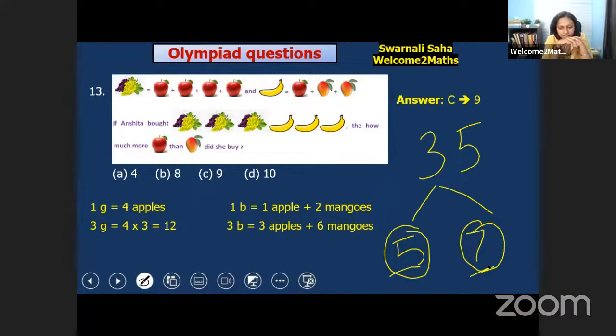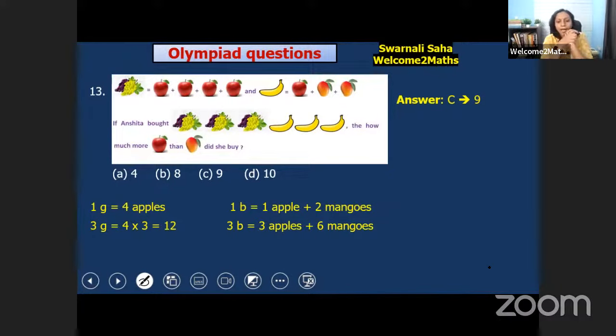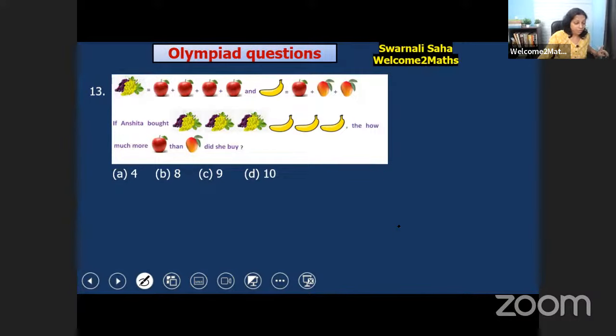Ma'am, I couldn't understand number 13. Okay. So Bhumika Pradhan is asking that she didn't understand. So for you once again, question number 13, just watch carefully.